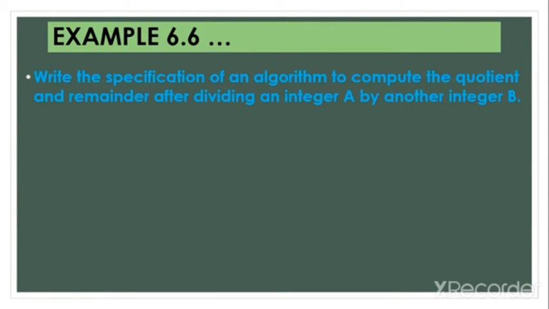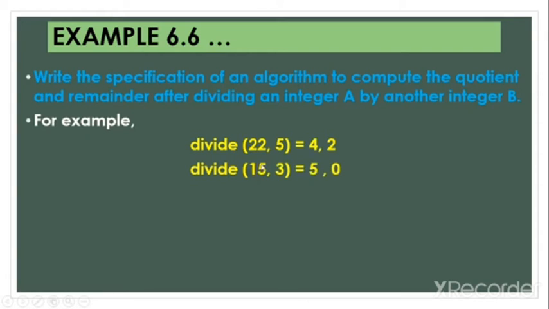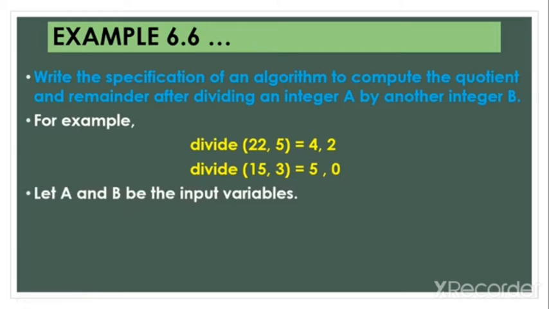Let's see an example for this. Dividing an integer a by another integer b. We have two numbers: 22 has to be divided by 5. So what value will we get? We get a quotient of 4 and a remainder of 2. Another example is 15 by 3. If we divide 15 by 3, we get a quotient of 5 and 0 as the remainder. So how can we write a specification for this? Let's discuss it. As soon as we analyze a problem, we have to identify the input here. So what can we take as the input?